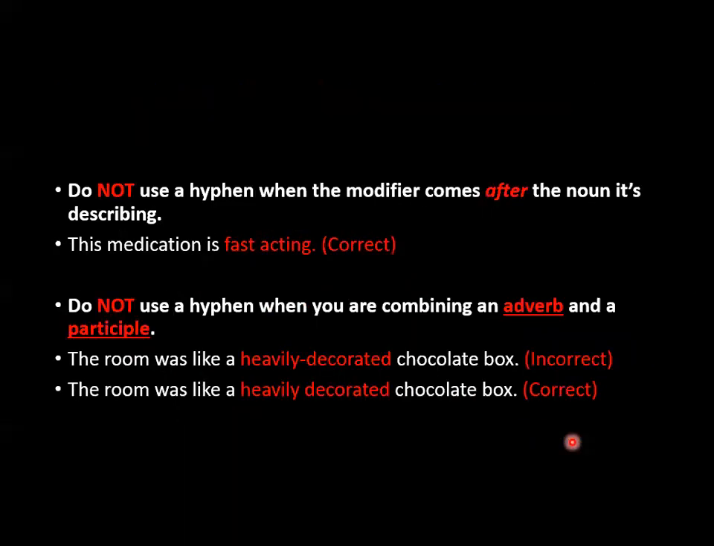case. Again, if the modifier comes after the noun it describes, do not use a hyphen. This medication is fast acting. This is the correct way. But if I said, this is a fast-acting medication, in this case, the modifier comes first, so we should use a hyphen between fast and acting.